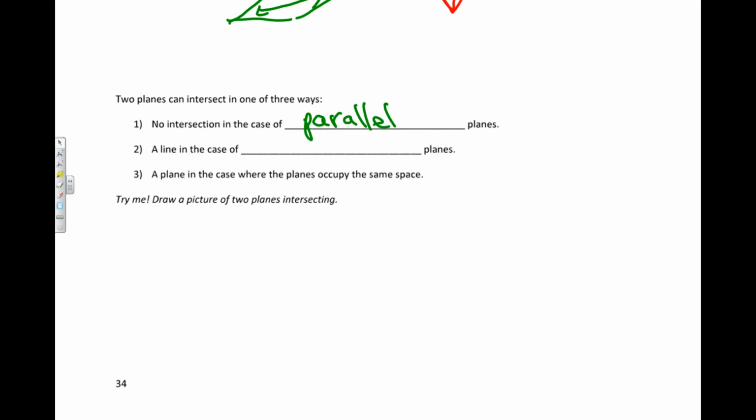A second case is when your planes intersect in a line, in the case of your intersecting planes. Come on, please write. Thank you. Intersecting planes. And we actually saw that back here. Back here, your green plane and your pink plane intersected on this line right here. Okay, and so those are 2 intersecting planes.